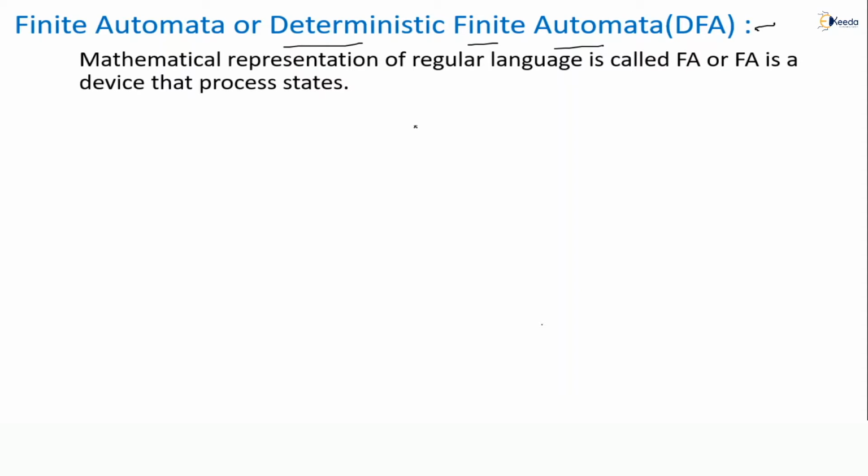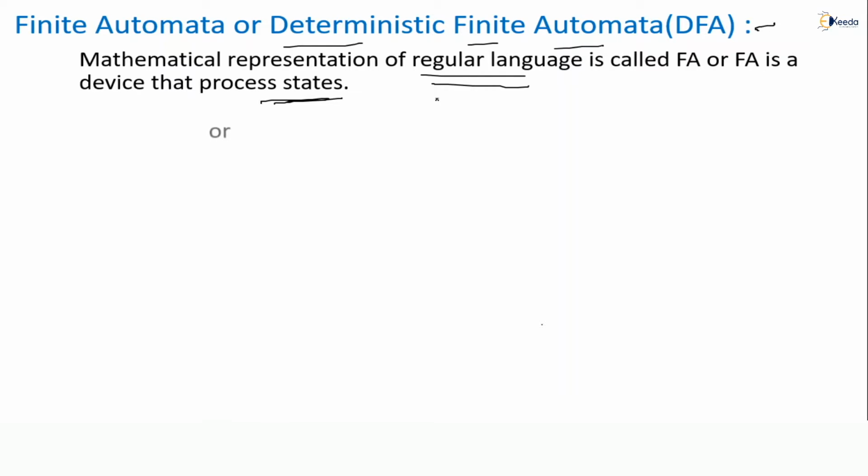The formal definitions I wanted to give, note down. The mathematical representation of a regular language is called FA, or FA is a device that processes states. It is a mathematical model that is processing states, nothing more. It is just like reading the string, taking input and moving to the next state. So it is simply a mathematical representation of the regular language. As I mentioned clearly, FA will accept a regular language, yes or no? It is processing a regular language only.